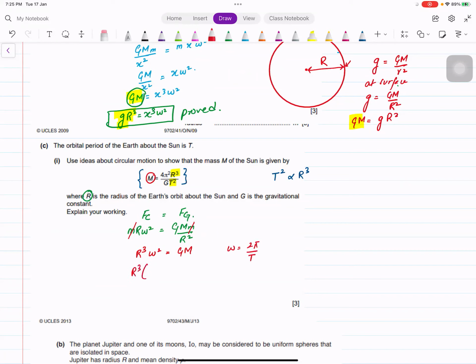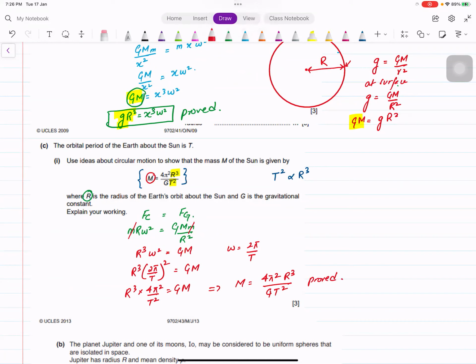I'm going to say (r cubed)(2π over T) whole squared equals GM. This turns into 4π² over T² equals GM. Now I just need to make M the subject of the equation. So I'm going to take T there, G there. It's going to be M equals 4π² r³ over G T². And now I've proved that. Okay.